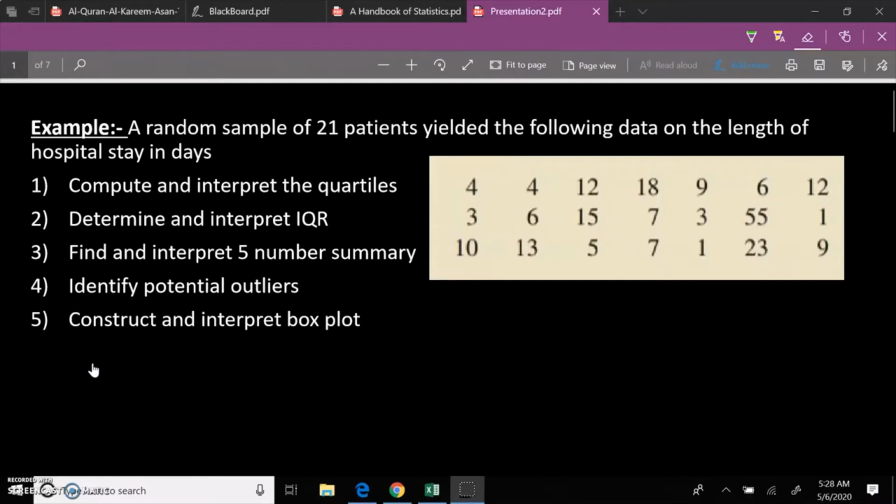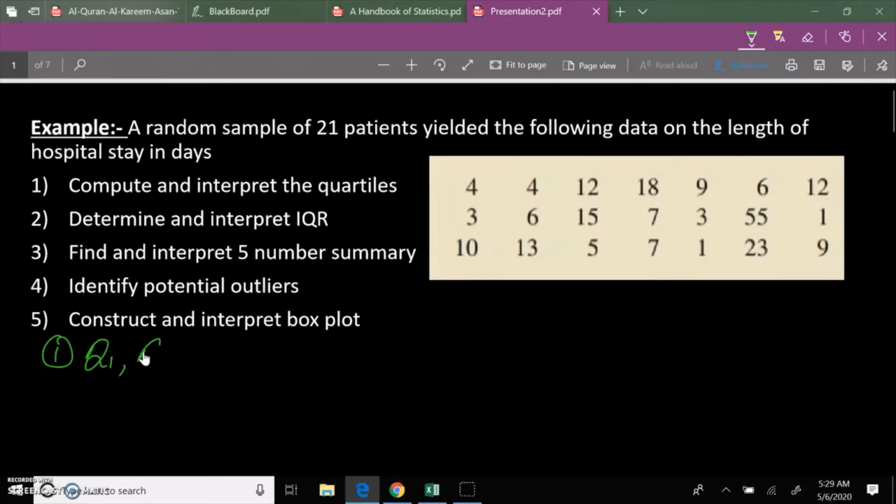So the first step is, we have this data, and we are going to find Q1, Q2 and Q3, right? So in the first problem we have to find Q1, Q2 and Q3. And among these, first of all we are going to find Q2. We have to find the median of the entire data set. That's the first step we're going to do.